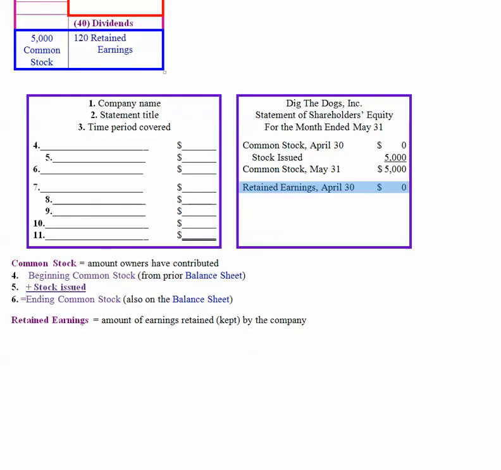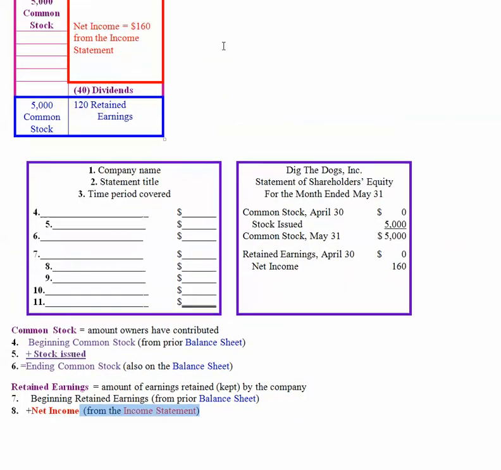All right, next we have the retained earnings. The retained earnings, this is number 7. This is your beginning. Again, just like with the stock, it's from your prior period's balance sheet. It's the earnings kept since the beginning of the company's life. And again, we didn't have any. Then what you do is you add your new earnings. That's net income. And that net income comes right off of the income statement. So here we have the 160, and that's from the income statement we've already prepared earlier.